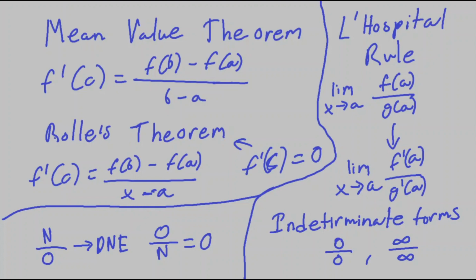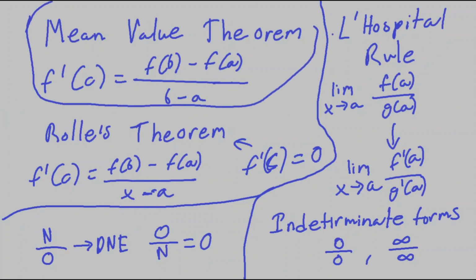And Rolle's theorem is exactly the same as the mean value theorem, the only difference being that for Rolle's theorem to apply, f prime of c must equal 0. So if f prime of c doesn't equal 0, then it automatically just deals with the mean value theorem.